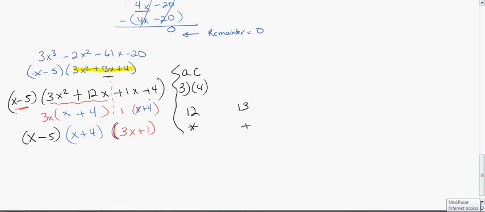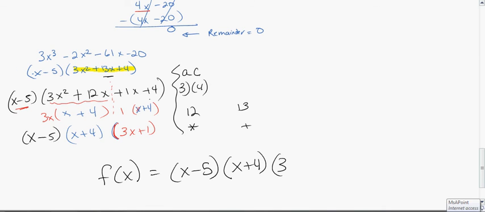It's not a sum or difference of cubes. And same with 3x plus 1. No common factors, not a difference of squares or sum of cubes. So I think that's it. So let's just write our answer. F of x equals x minus 5, x plus 4, 3x plus 1, all multiplied together.